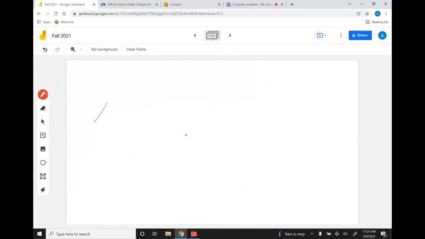Now, what to do when you have i cubed? How to handle that? All right, so i cubed is the same thing as i squared times i. By the way, this is the way that I write my i, with a little circle at the top. Okay. So now we know that i squared is -1 times i. So the answer is -i.